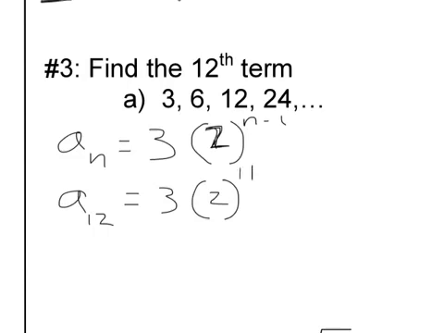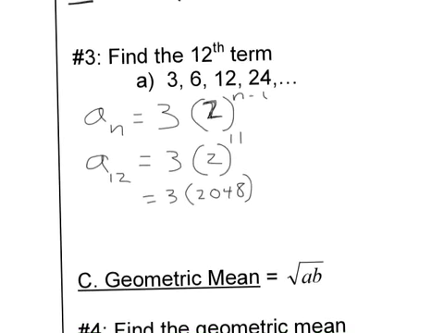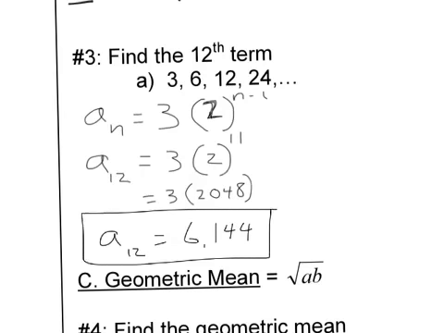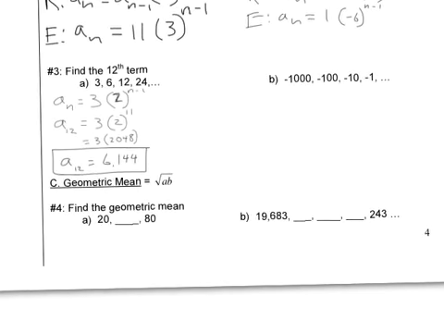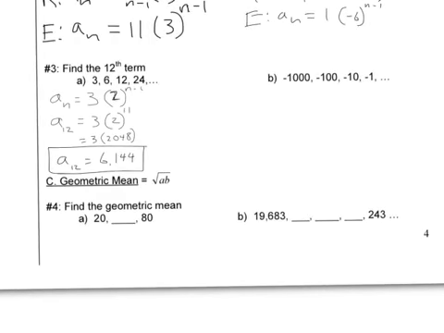All right, well, now I just have to figure out what is 2 to the 11th power. My calculator says that's 2048. It's like 3 times 2048, and that is 6144. So we can say that the 12th term is 6,144. So first thing I did is I wrote the explicit equation, and then I just plugged in my values. So I want you guys to try the second one on your own. You may want to pause the video again because I'm going to put the answer up in just a second.